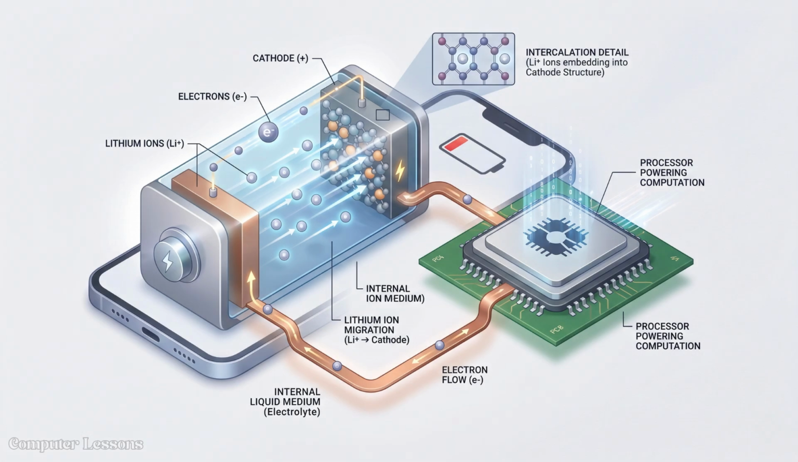When you use your device, a chemical process called intercalation occurs as lithium ions move from the anode to the cathode. Electrons are forced to travel through your phone's processor to reach the other side, providing the power needed for computation. This movement of ions is a physical migration through the internal liquid medium.